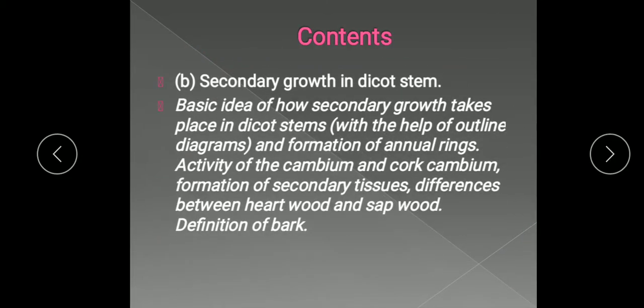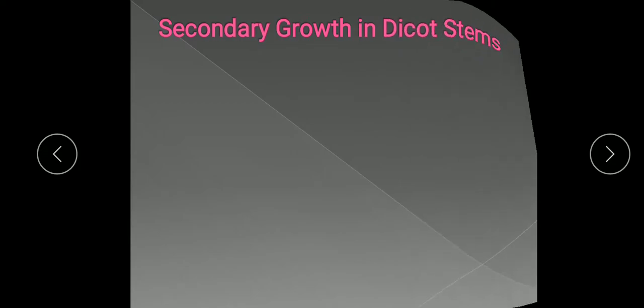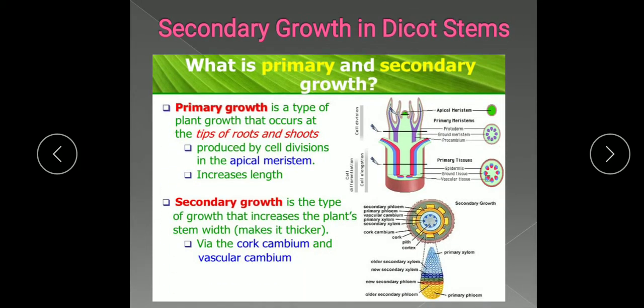Secondary growth in dicot stem we will study here with the help of outline diagrams, formation of annual rings, activity of cambium and cork cambium, formation of secondary tissues, differences between heartwood and sapwood, and definition of bark. So what is secondary growth in dicot stem?